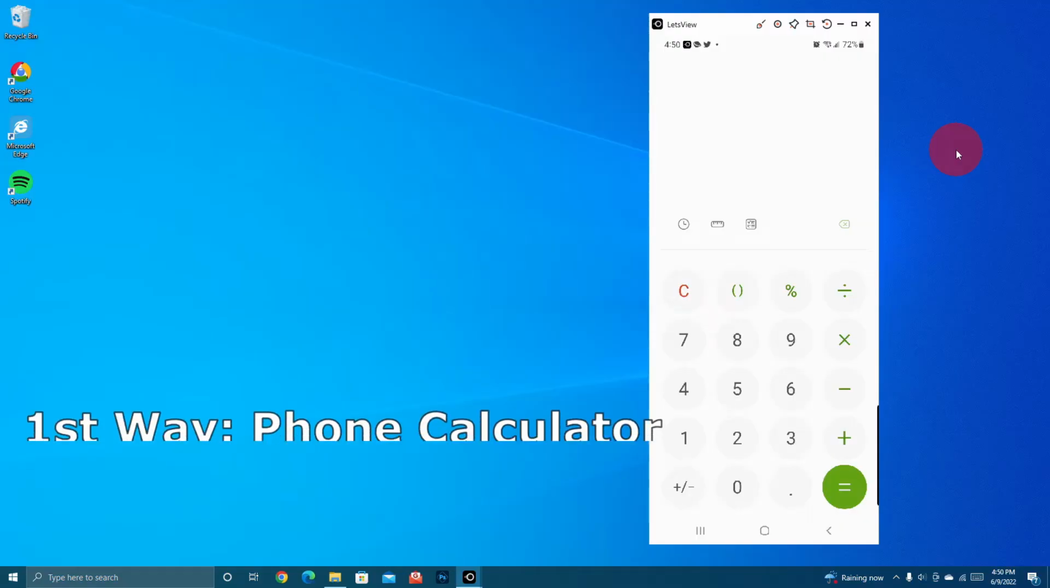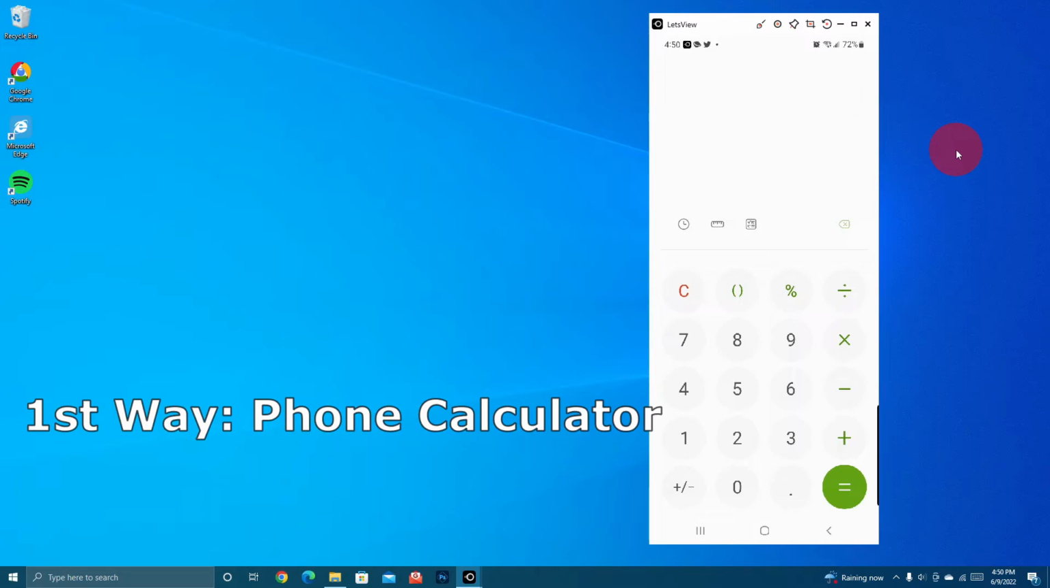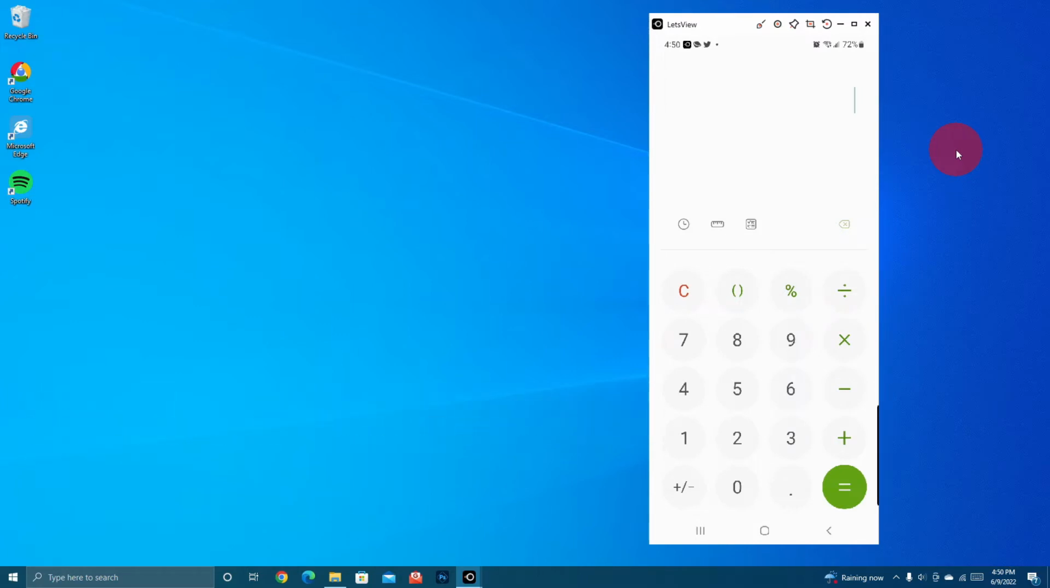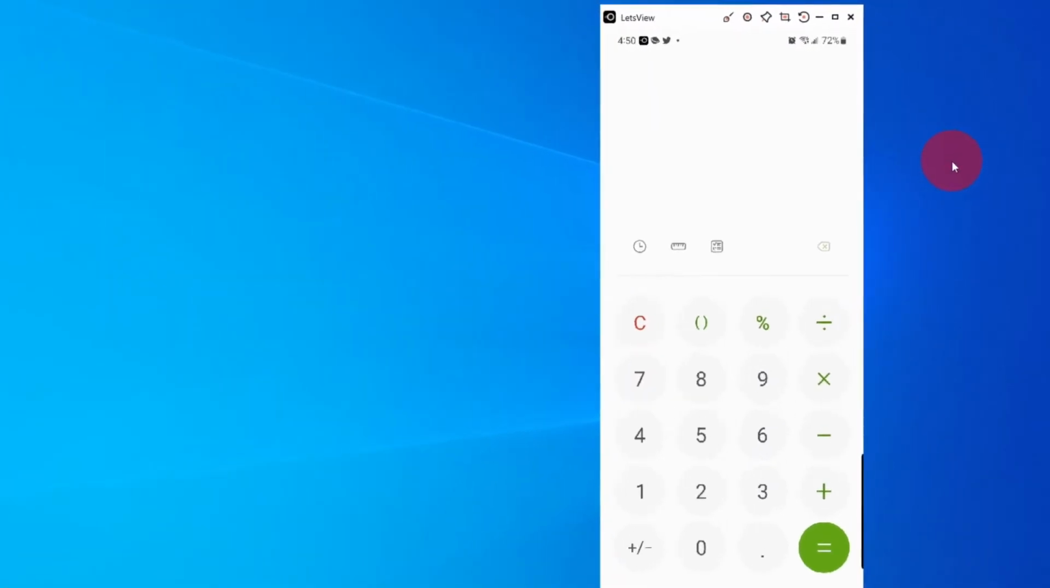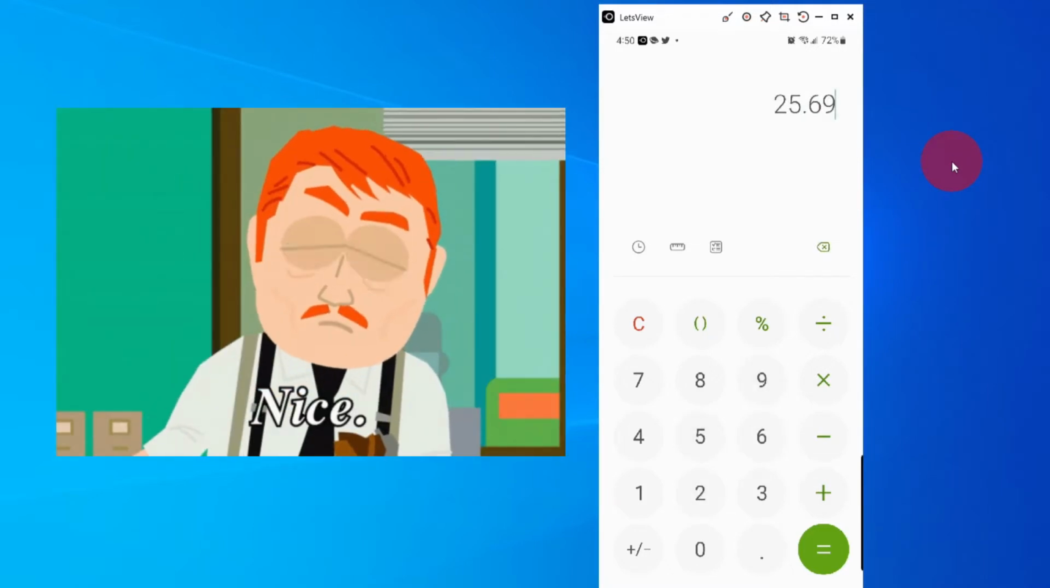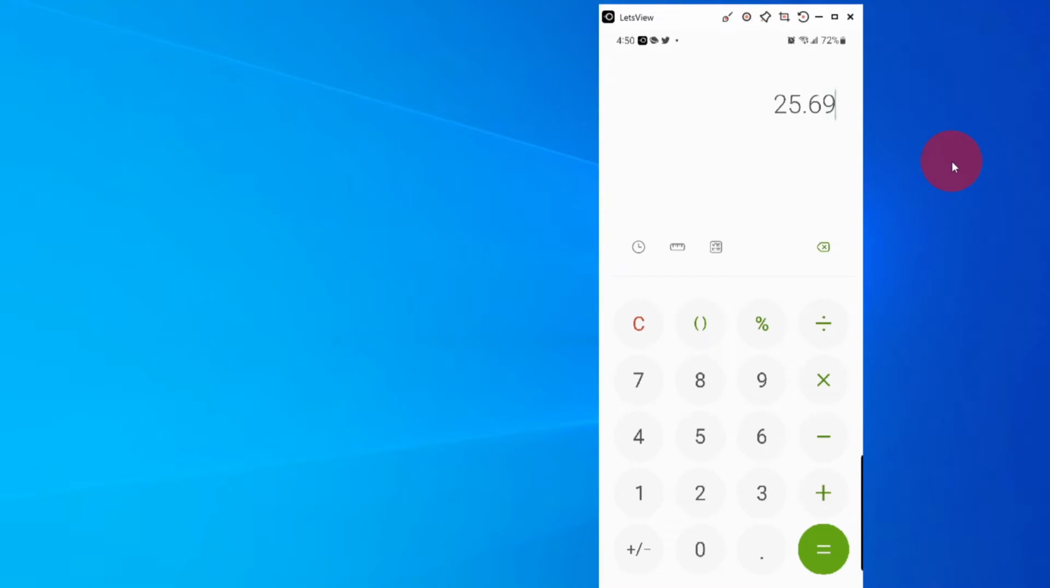Okay, so the first way is just using your phone calculator. Now I put my phone on my computer screen so you can see, and I'm just going to show you how to use your simple calculator to easily calculate a tip. So first, let's pick a number. Let's say 25.69. Nice. Let's say that's what your bill is. And you want to leave 20% because you had good service. Nice. So how would you calculate that?